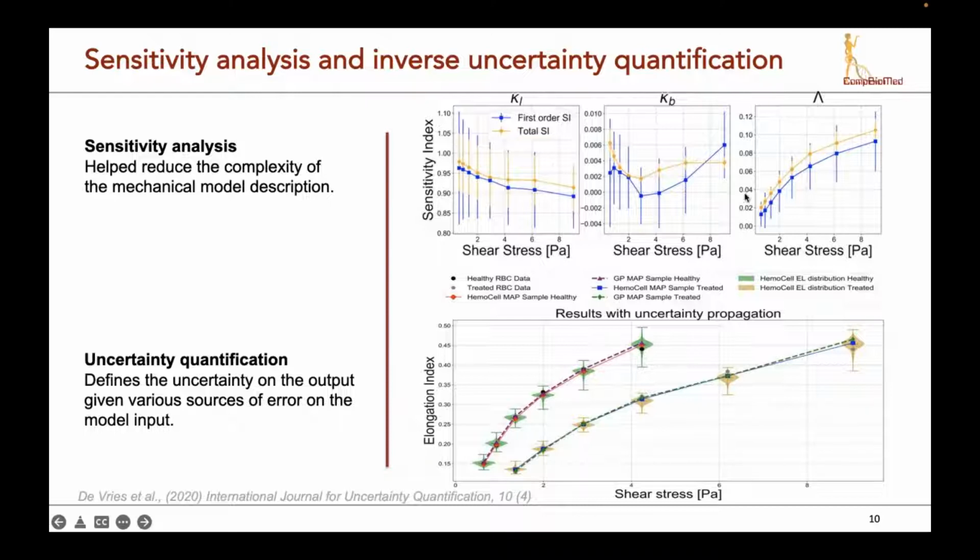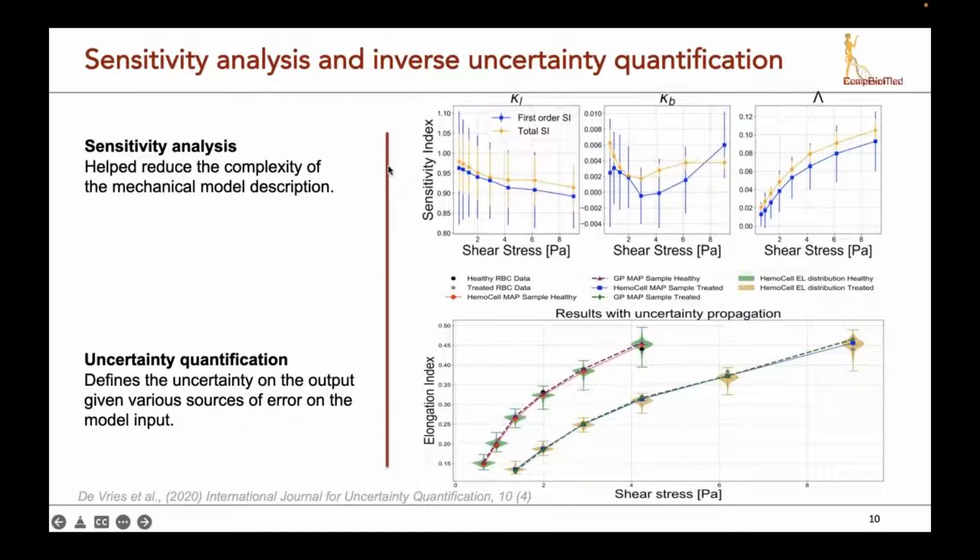What you can see on these three figures is that the first one, this parameter that defines the Young's modulus, that is the stiffness of the cell membrane, has an almost 1.0 effect on the overall outcome, meaning that it's a really, really important parameter. While another one, which defines the bending stiffness, the bending parameters of the cell membrane, is closer to 0, meaning that it has very little effect on the outcome.